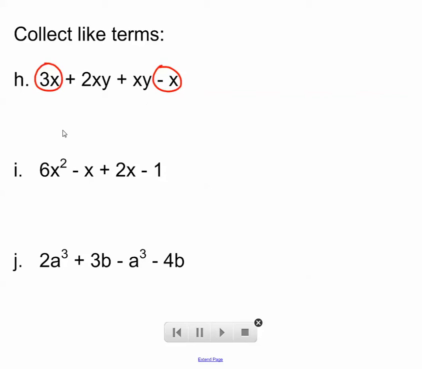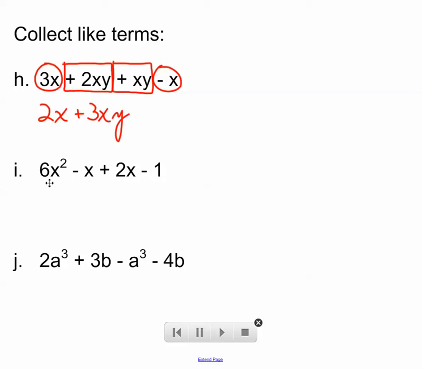3x and -x. So what we do is we add their coefficients. The coefficients are the numbers in front of the variable. This one is 3. This one it's -1. 3 plus -1 is 2. So 3x plus -x is 2x. And then these two are like terms because they both have an x raised to the first power and a y raised to the first power. 2xy plus 1xy is 3xy. And that's our answer.